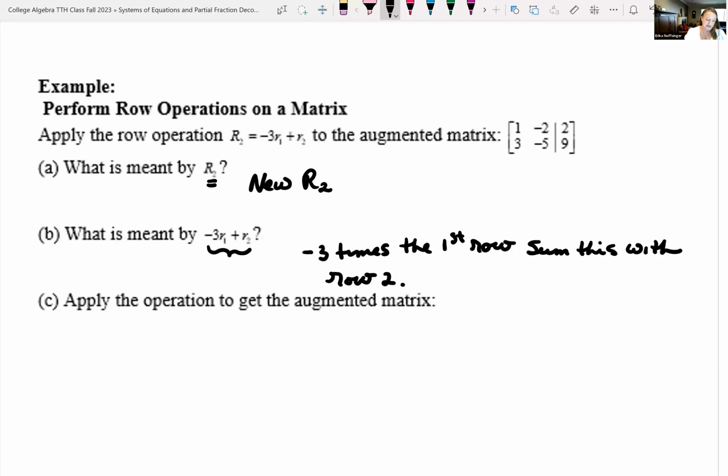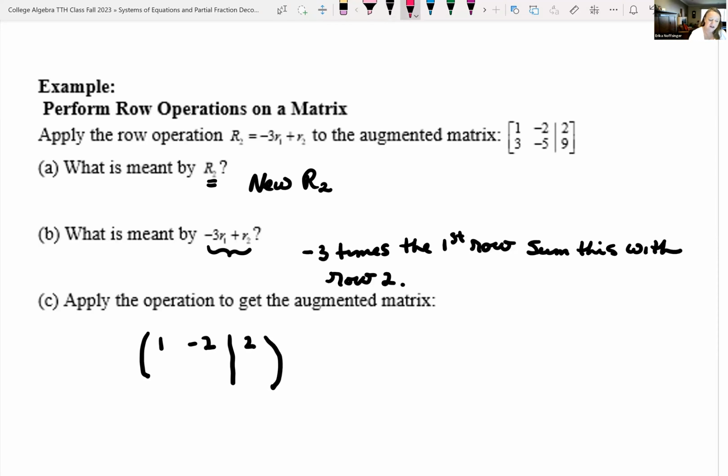So let's do that. And so we're only changing row 2 here. We're using row 1 to manipulate row 2, but we're only changing row 2. So usually what I do is I will write down the row that I'm not changing. And so our row 1's going to stay the same. It's 1, negative 2, vertical line, 2.